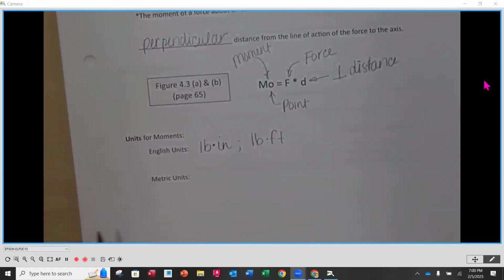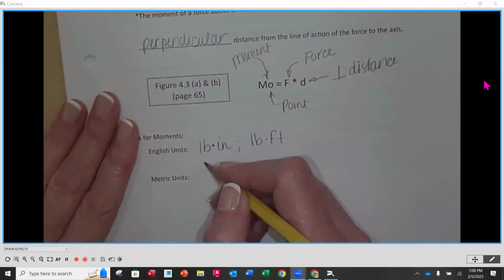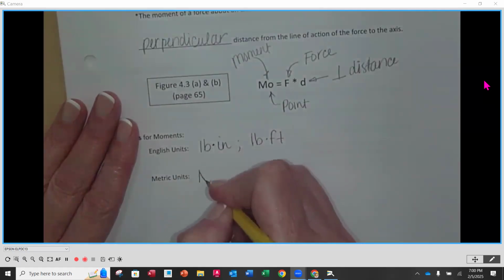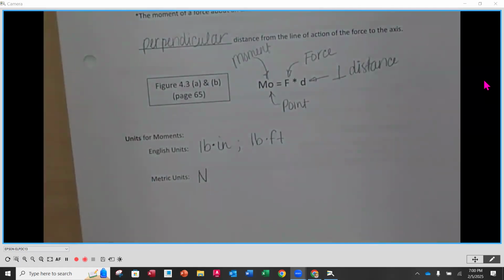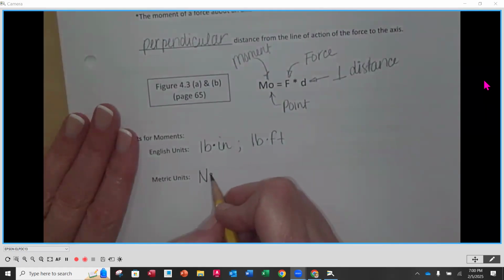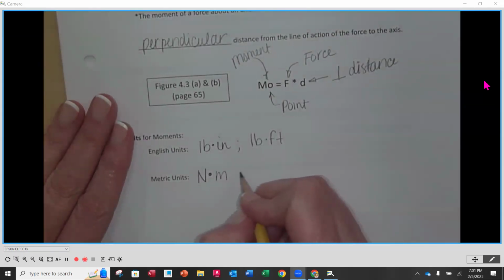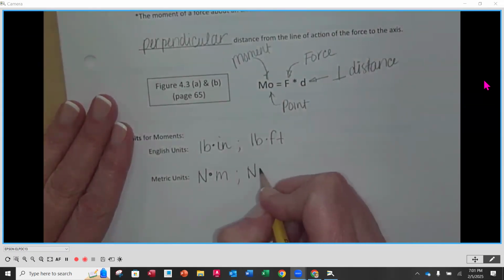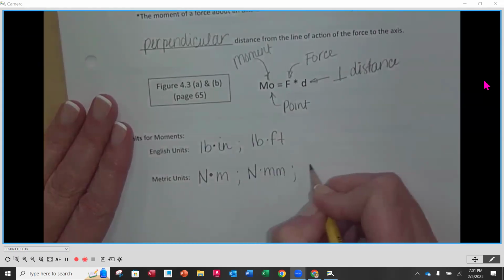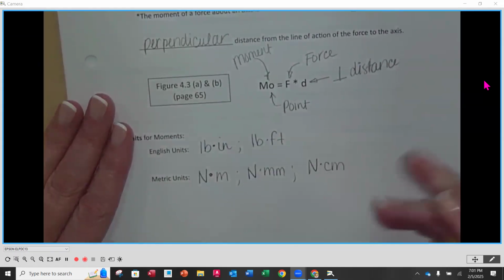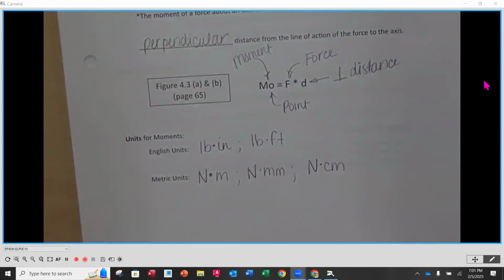All right, metric units. What are metric units for force? Newtons. Newton, kilonewton, those are going to be the units. And then again, it's still force times distance. What would be a distance? Newton meters, Newton millimeters, Newton centimeters. And again, it could be kilonewton meters, kilonewton millimeters, kilonewton centimeters.